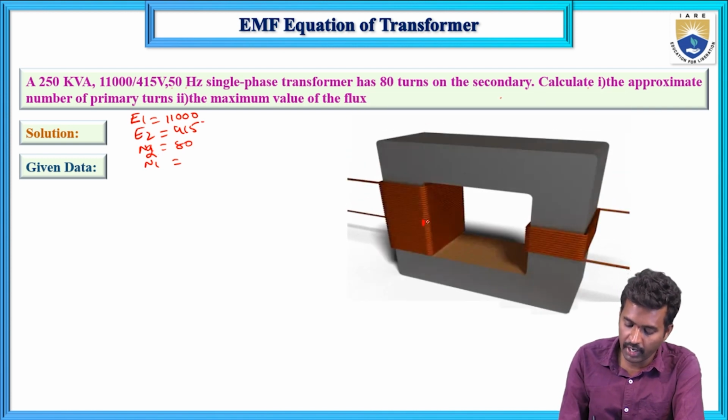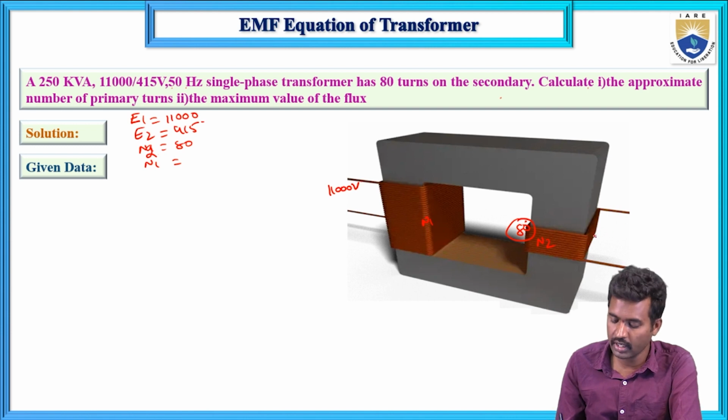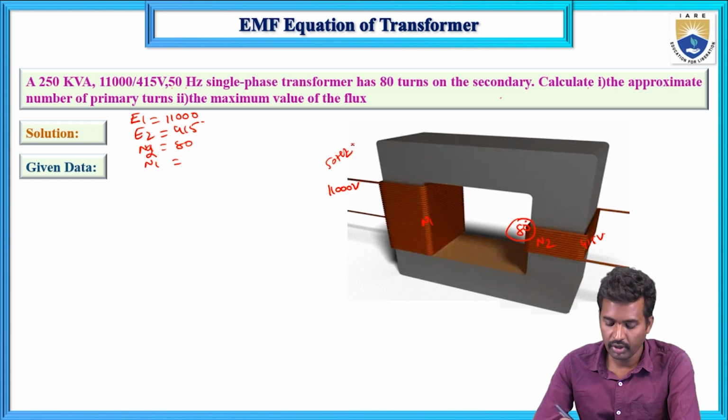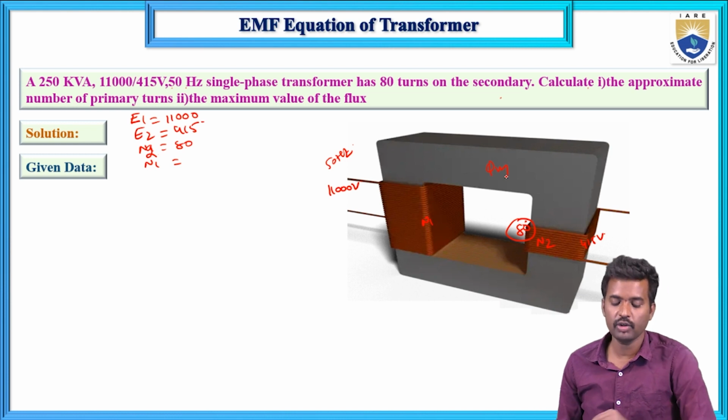So this is the N1 and N2. N2 equals 80, and this is 11,000 volts, 11 kilovolts, and this is 415 volts. And this is a 50 hertz AC supply. From this, calculate N1, the primary winding turns, and phi maximum, the maximum value of flux.